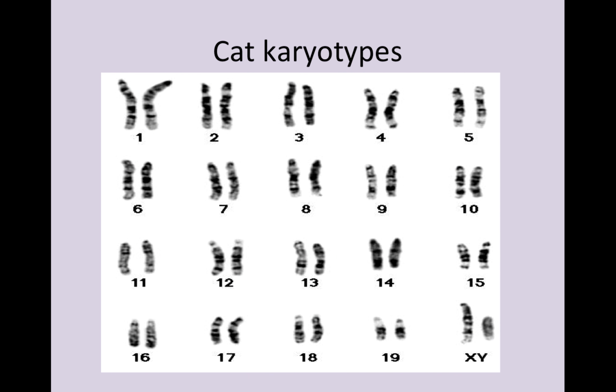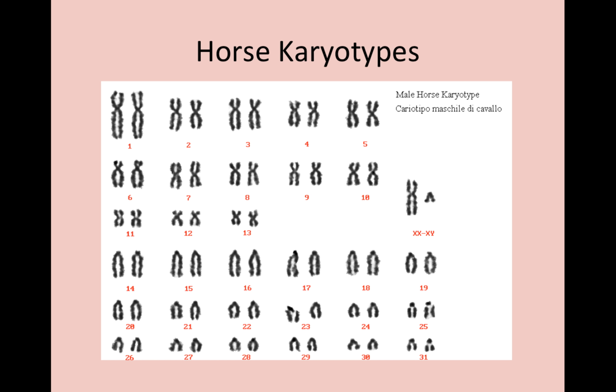Here is a more in-depth image of cat karyotypes. The cat has a total of 19 pairs of chromosomes in its body. This makes up the number of karyotypes found naturally in a cat. And here is a more in-depth image of the karyotypes that are found in a horse. Whereas cats only have 19, horses have 32 pairs of chromosomes in their body. This makes up the horse's karyotypes.